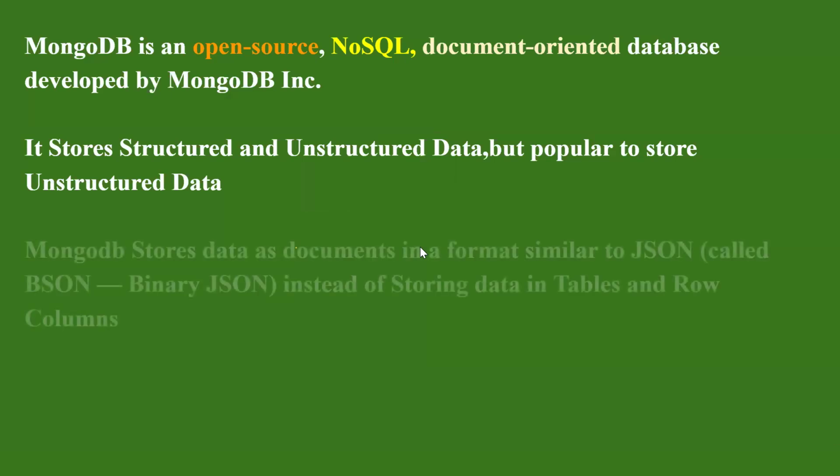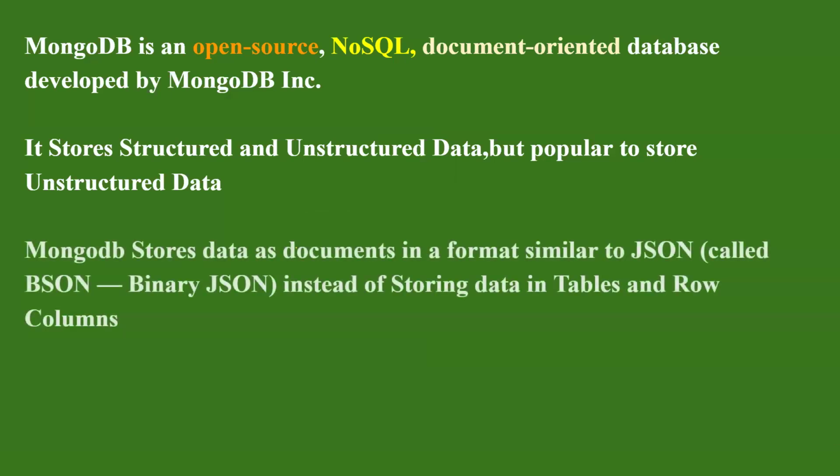Next, MongoDB stores data as a document. As I have mentioned, in the MongoDB database, we store the data in the form of a document. A document is nothing but it will be like a JSON format.